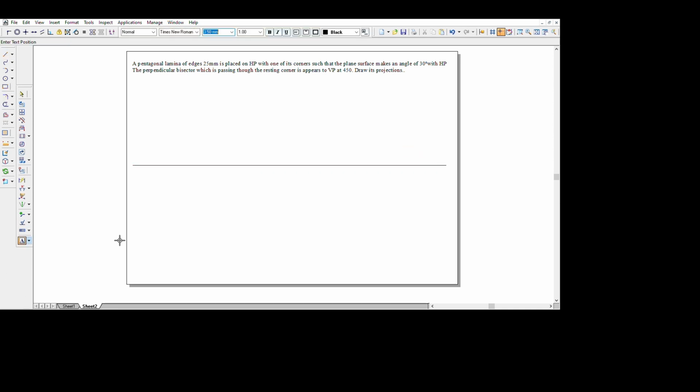Draw our XY line. We will name the line as X and Y. Here we have X and here we have Y. We will also name the HP and VP conditions. First we have VP above the line and we have HP below the line.